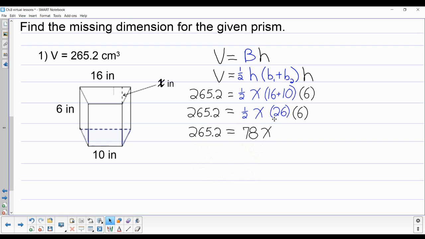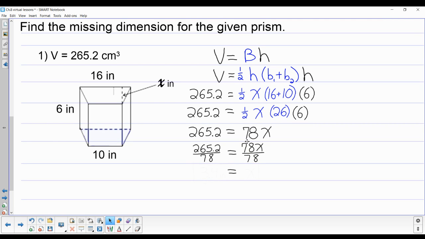We find the variable. It's right here. It's an x. We look at what is happening to the x. It is multiplying by 78. So we do the inverse of multiplying by 78, which is to divide by 78. We'll do 78 divided by 78 on the right, and whatever you do to one side, you have to do to the other, which means 265 2/10 divided by 78.